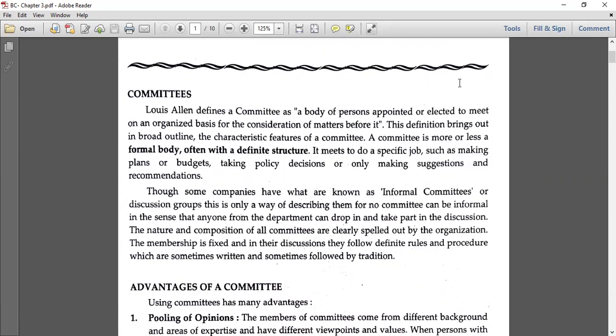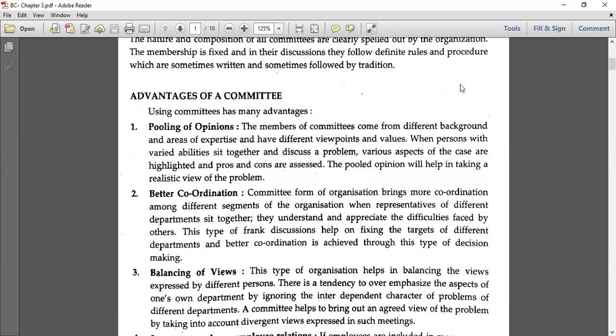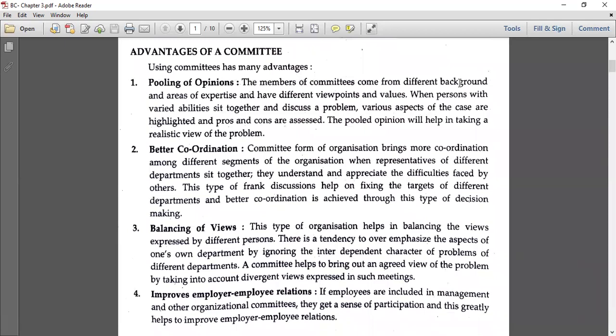Okay, so let's see the advantages of a committee and why a committee is very useful. First of all, pooling the opinions. The members of the committee come from different backgrounds, they have different expertise, experience, viewpoints, and values, and when they come together and discuss some points and problems, they give us proper introduction and proper knowledge about the point to be discussed, the decision to be made. This pooled opinion helps in taking a realistic view of the problem and making better decisions for improvement. So this is how pooling of opinions is helped through the committee.